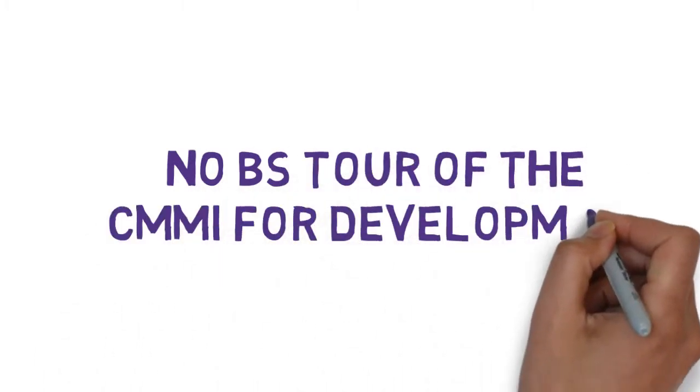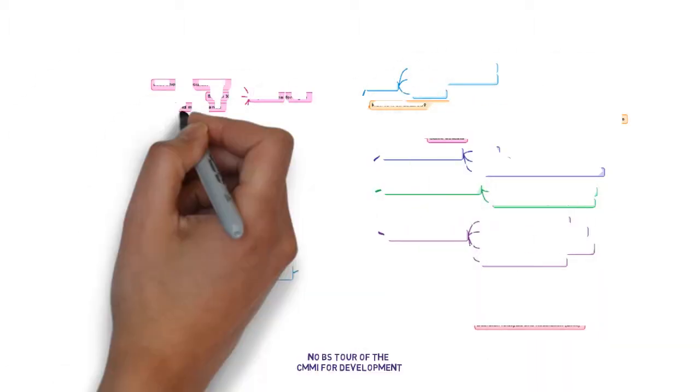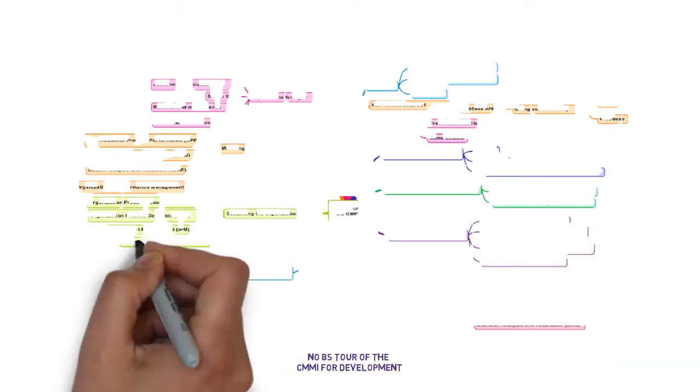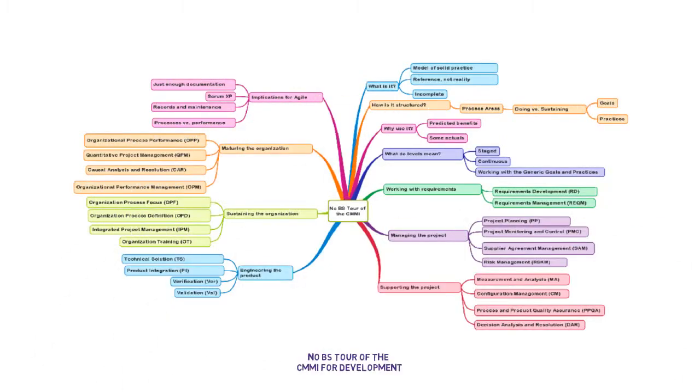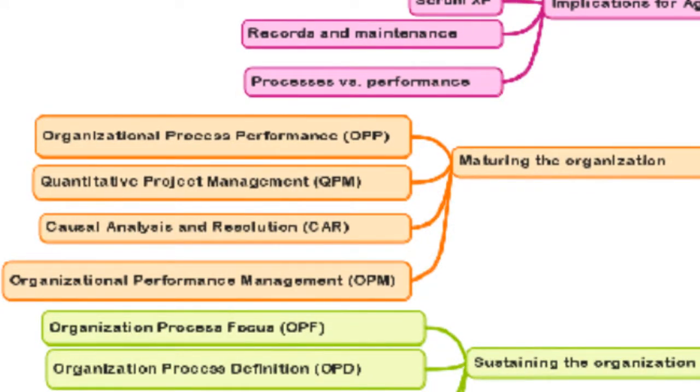Welcome to the No BS tour of the CMMI for development. This is a series of short videos that explain in a common sense way what the CMMI is about, how it's structured, why it's useful, and the elements of the model. In this section we'll talk about the 4 high maturity process areas.